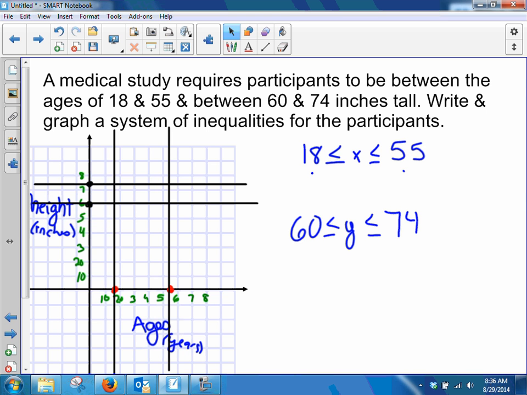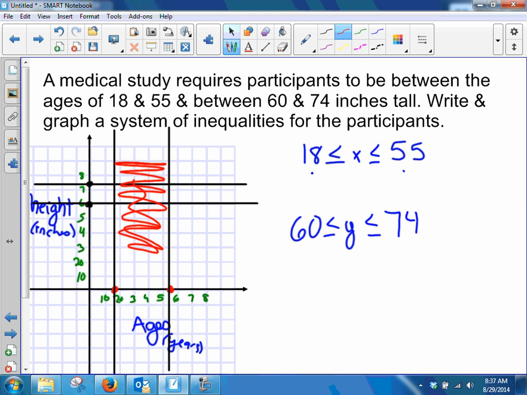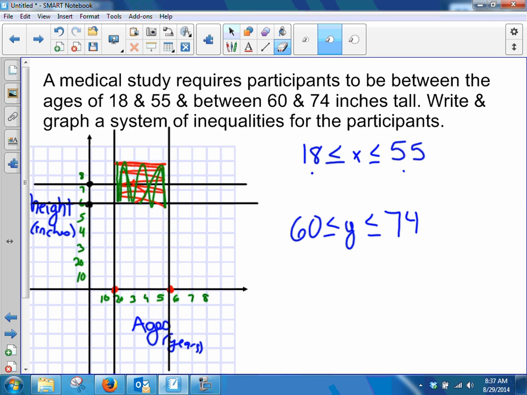So now I need to figure out where I'm going to shade. So I know I'm going to be between 18 and 55, so I'm in here all the way up and down. And then I know I'm going to be between 60 and 74, which are these right here. So do you guys see the overlap? Basically that little rectangle, right? So I'll erase everything else and leave us with our answer.